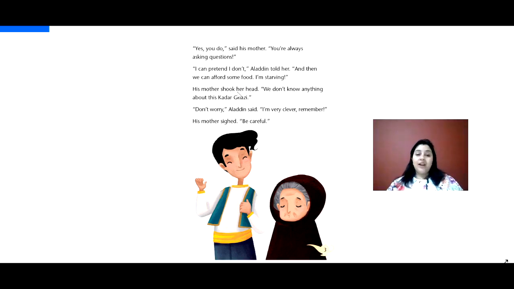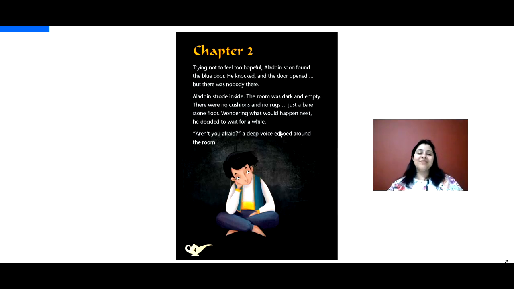His mother shook her head. "We don't know anything about this Kadir Ghazi." Now Mom is a little skeptical. She said, we don't know what kind of person he is and what kind of work he wants. Now Aladdin says, "Mama, don't worry, I'm very clever, remember." Now we all know that Aladdin is very clever, isn't it? Still his mother says, "Be careful."